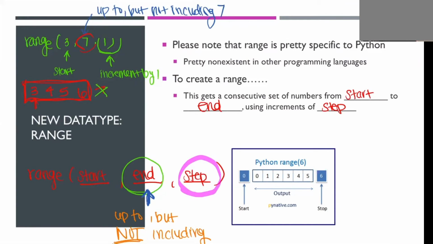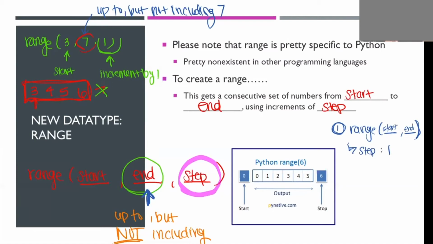What's also great about Python is that you have some shortcuts at your disposal. If you only have 2 numbers in range, Python will automatically assume your step size. It'll assume that this is start and that this is end, and it'll assume that step size is 1 if you leave it like this.